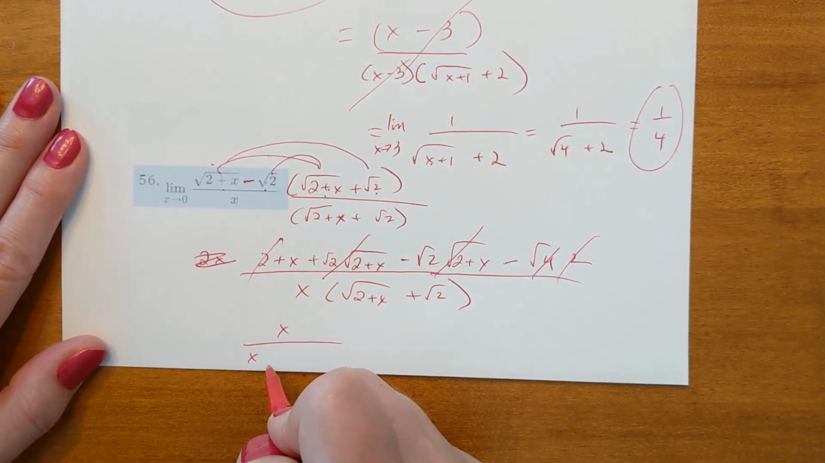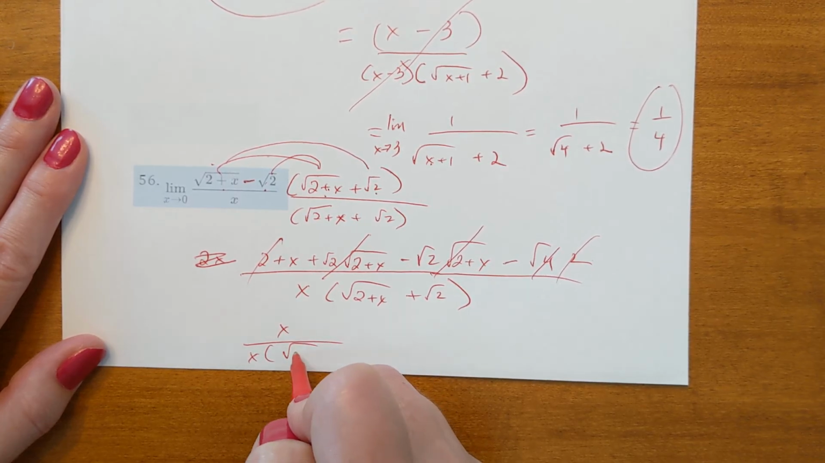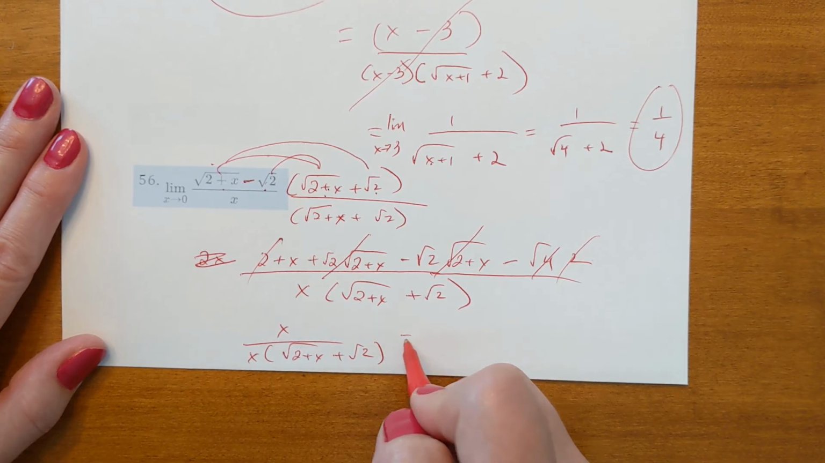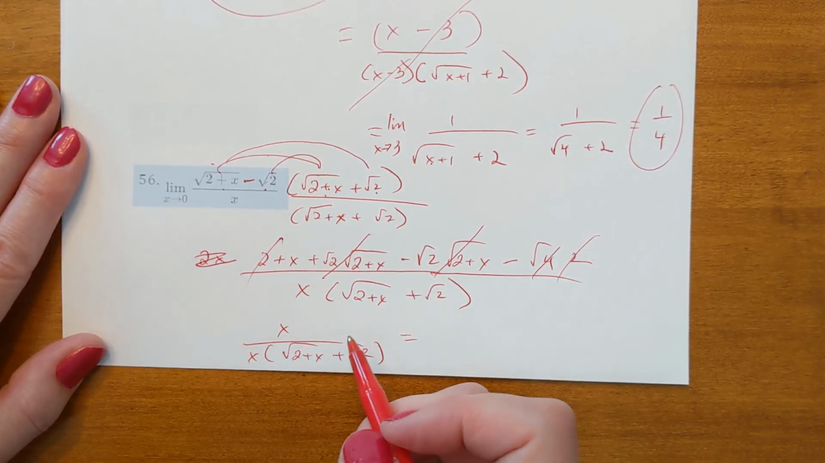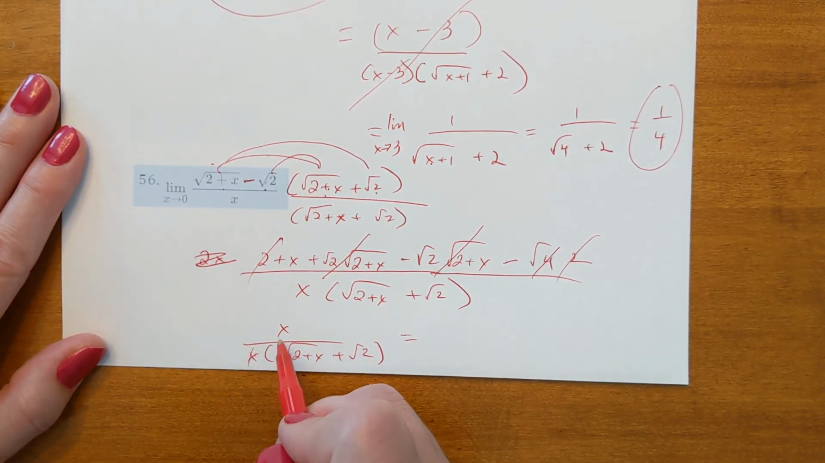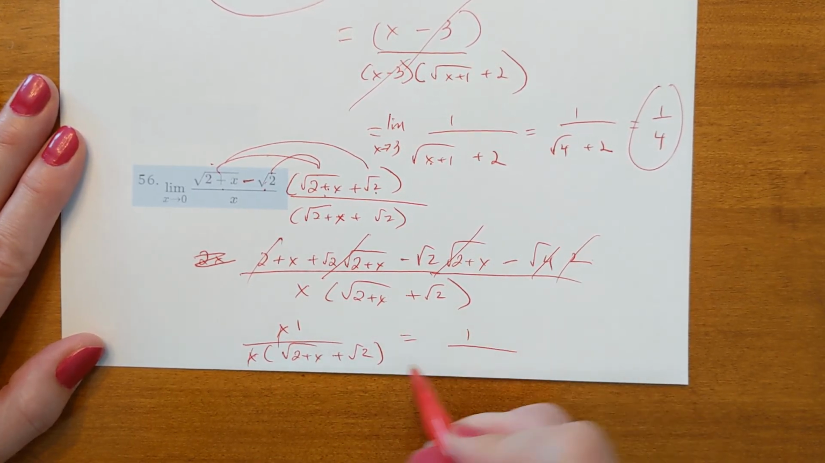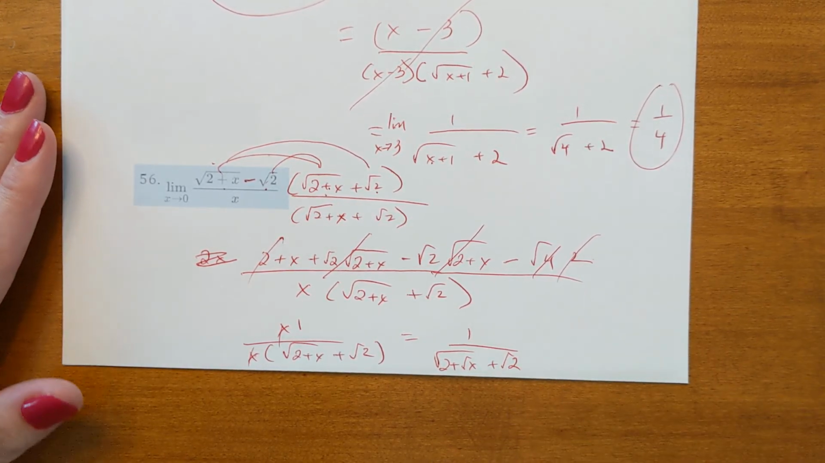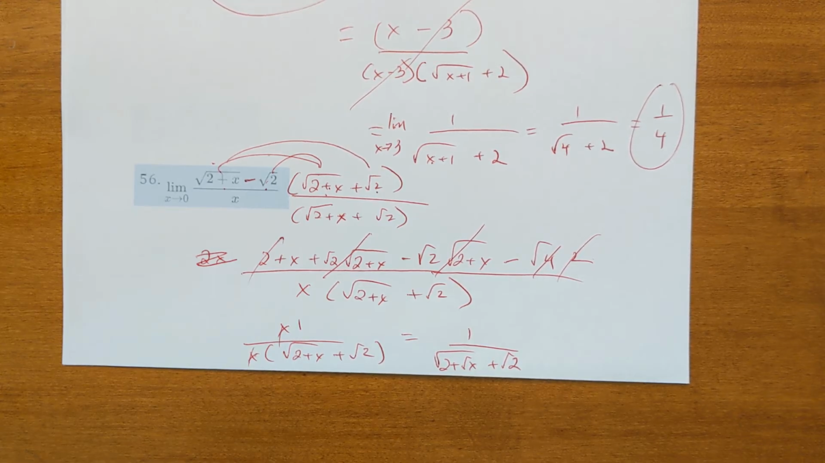Over on the bottom, x times, in the chunk here, square root of 2 plus x plus the square root of 2. So you can cancel that out. Now be careful. When you cancel the x out here, you have to leave the number 1 on top, because this is in the denominator. It's going to stay in the denominator. It doesn't float up magically because you've canceled out the letter x's. It stays in the denominator.